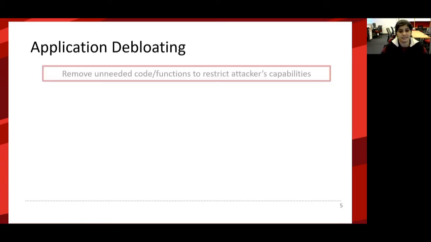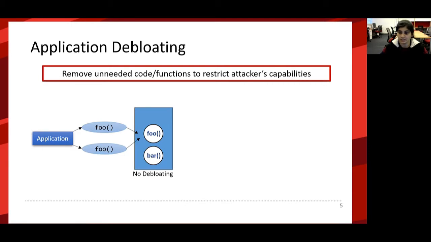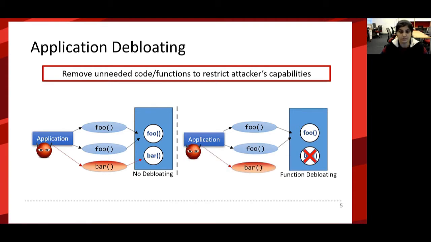Now, one way to prevent these attacks is by means of application debloating, where anything that is not needed by the application gets removed from the application's access and from the attacker's as well. The application behaves perfectly normally, but the attacker now has restricted capabilities. For example, here we have this application which uses the function foo from the shared library. Without any attack surface reduction or application debloating in place, the attacker can also use another function, say bar, from the same library. When the attack surface is reduced, the function bar is no longer there, and when the attacker tries to use it, it does not succeed.